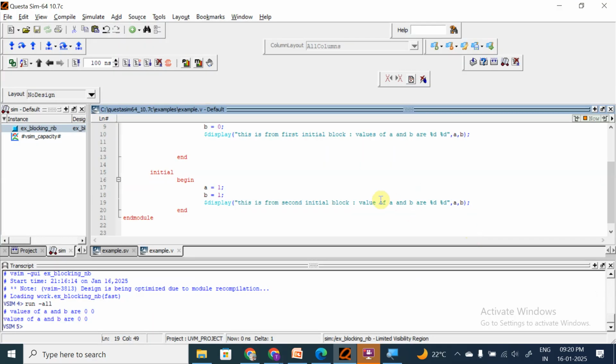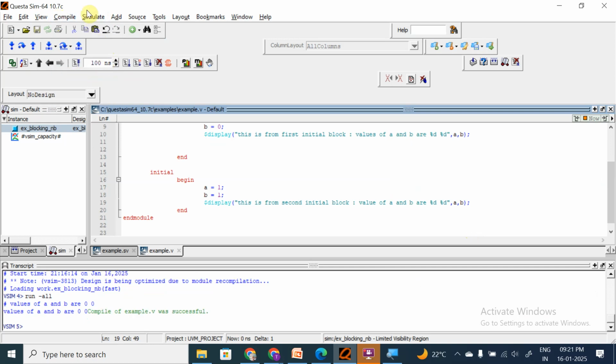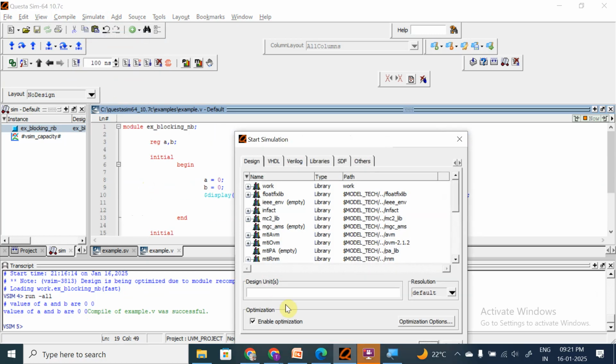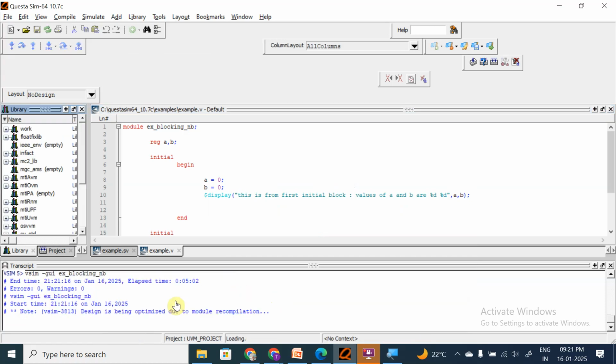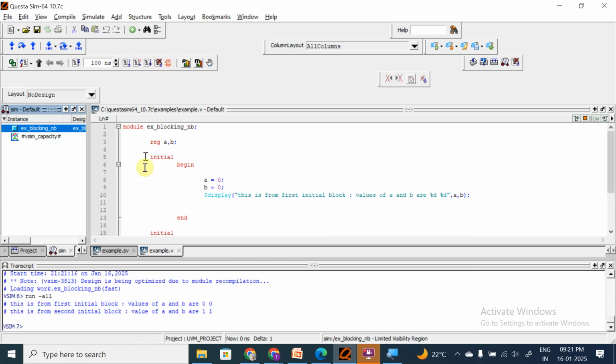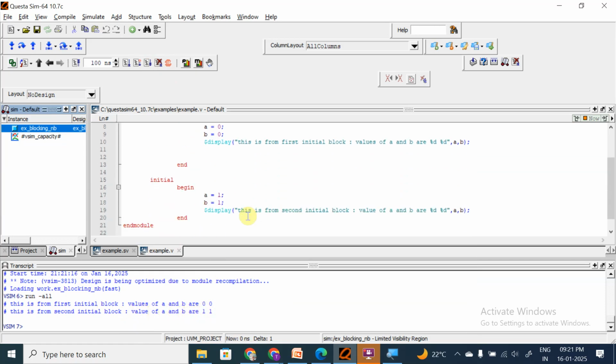Okay. So let us compile this and let's see what we are getting. Compile selected, compilation successful. Simulate, start simulation. What we are getting? This is from the first initial block, values of A and B are 0, 0. And this is from the second initial block, values of A and B are 1 and 1.